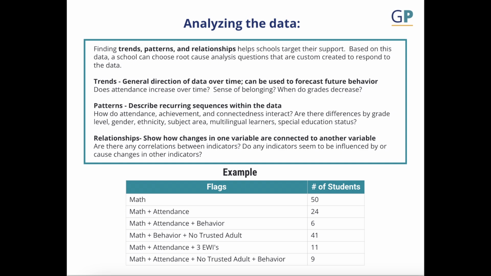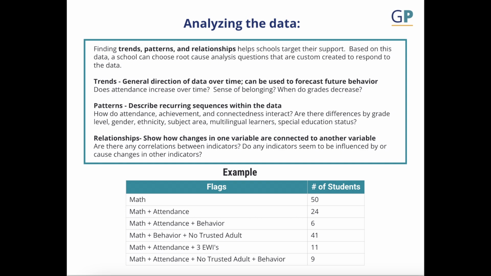Finding trends, patterns, and relationships in the data helps student success teams target their support. A trend is the general direction of data over time and can be used to forecast future behavior. A pattern describes a recurring sequence within the data, and relationships show how changes in one variable are connected to another variable. Based on the patterns, trends, and relationships identified, a school can choose root cause analysis questions that respond to the data. Consider this example dataset.